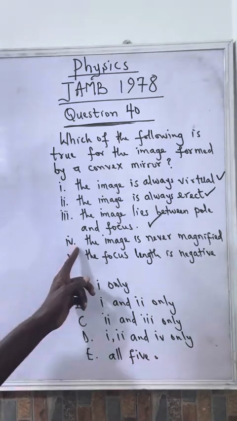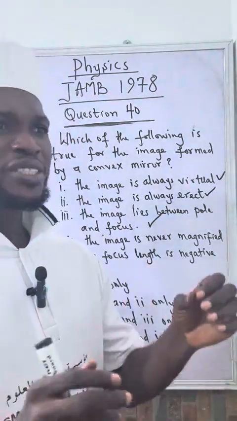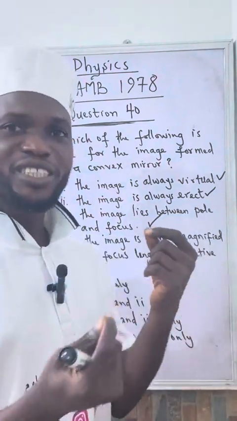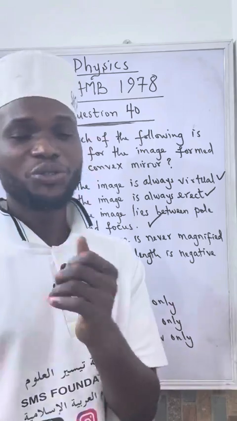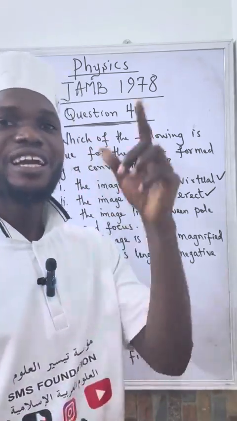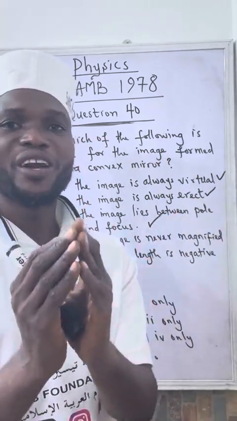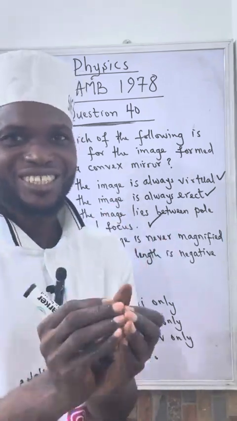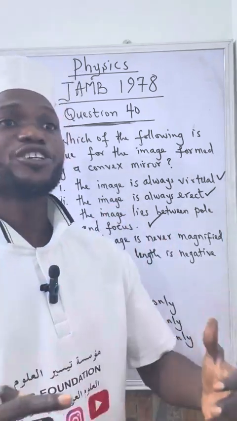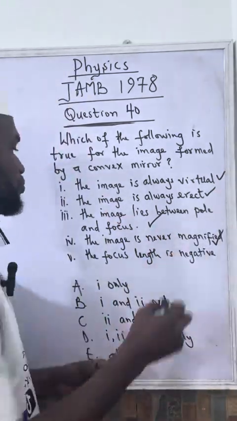Let's consider the next one. The image is never magnified. Of course. The image of the car that is coming behind you is always smaller than the size of the car. Objects always appear diminished, so they are never magnified. They are not big in a driving mirror. So this is also correct.